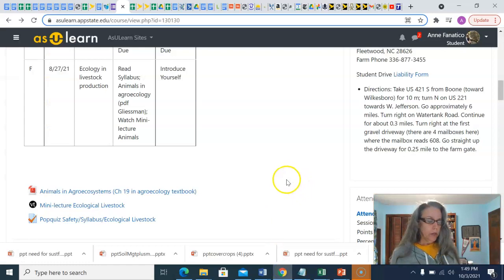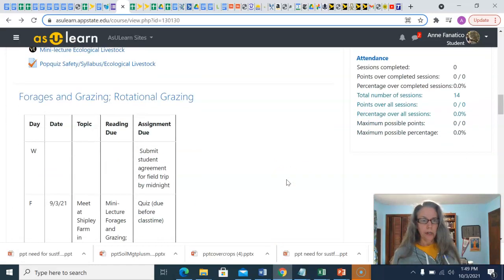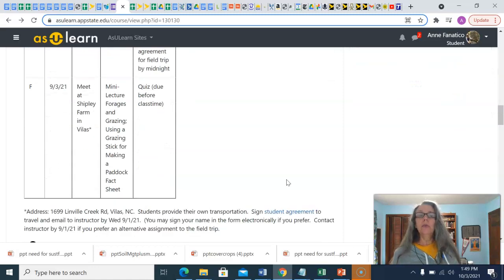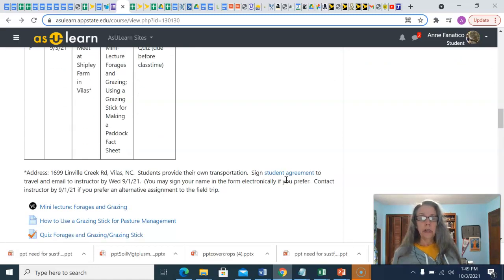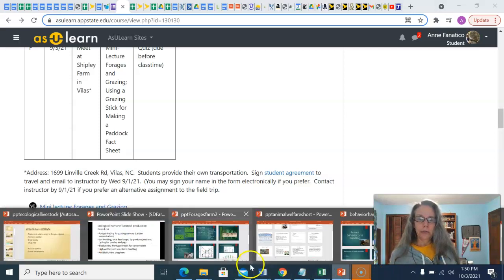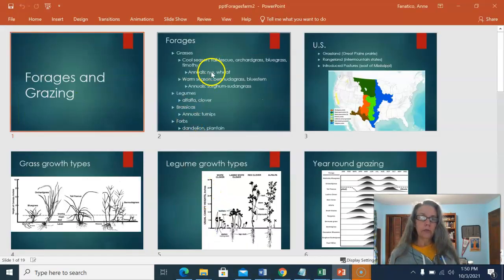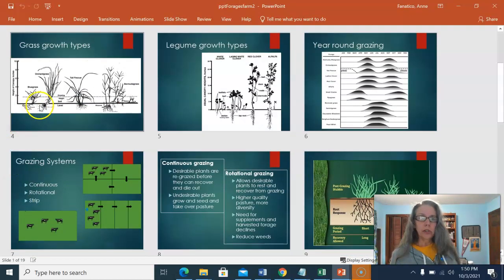So these are the issues that we started out with, and we went straight to foraging, grazing, and you had a mini lecture, and you also read about using the grazing stick and learned how to make calculations. So we started out focusing on the importance of knowing different types of forages, grasses, legumes, some brassicas, and then we looked at different growth types of forages, because you do need to be able to recognize some forages.